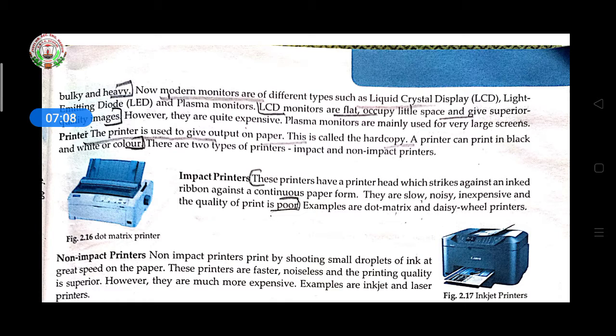Then come to the printer. The printer is used to give output on paper. This is called the hard copy. The printer can print in black and white or color. There are different types of printer, impact printer and non-impact printer. So what is the use of a printer? If you want to take the printout or hard copy of a particular output or content, the printer helps to take the printout, and it prints in black and white or in a colored way. So the different types of printers are impact and non-impact printers.